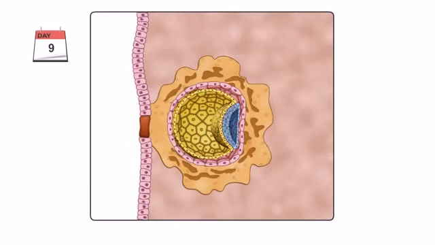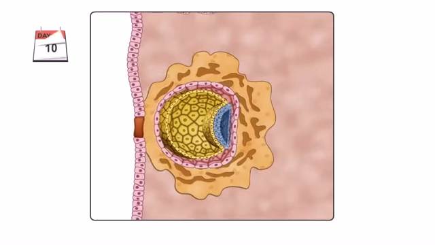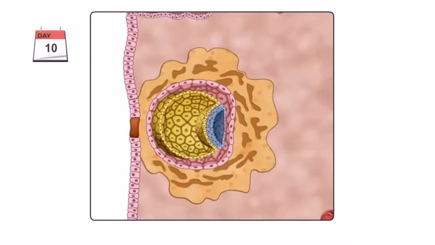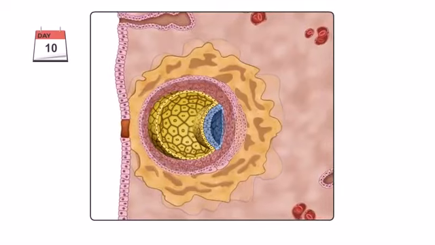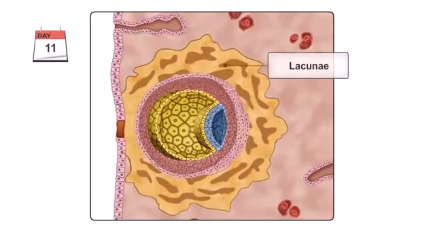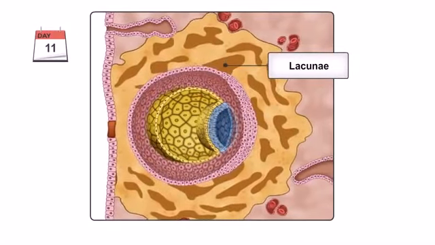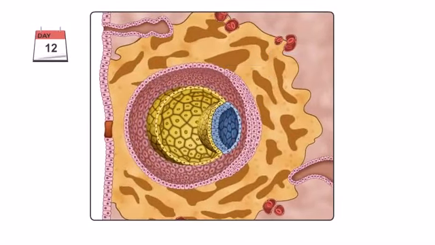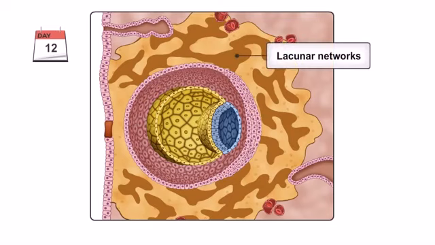By day 9, the blastocyst is completely embedded in the uterus wall. At this stage of development, the growth of the syncytiotrophoblast and cytotrophoblast is much quicker than the bilaminar embryonic disc. Small holes called lacunae begin to form in the syncytiotrophoblast as it continues to expand. By day 12, the lacunae stop growing and fuse to form large interconnecting spaces called lacunar networks.